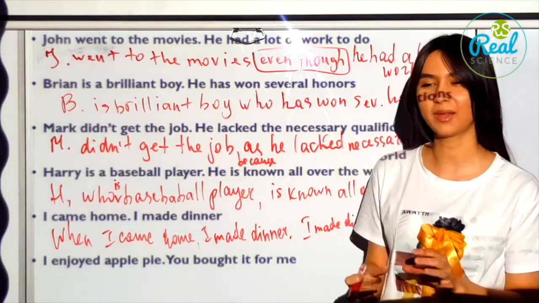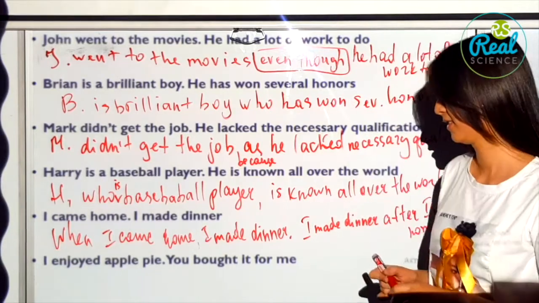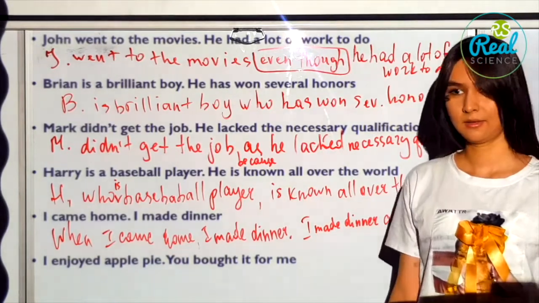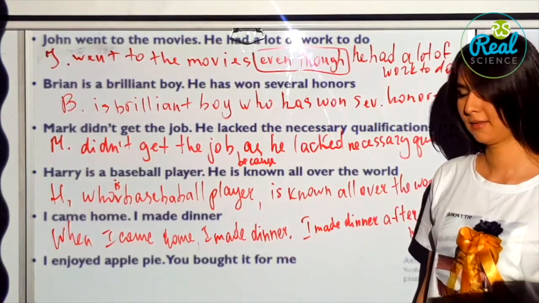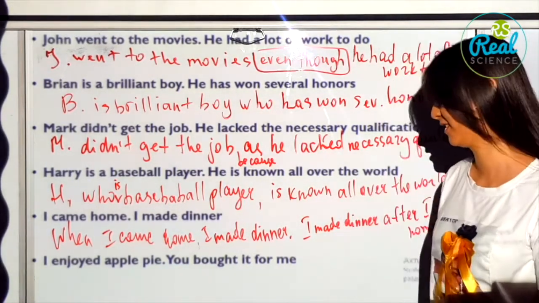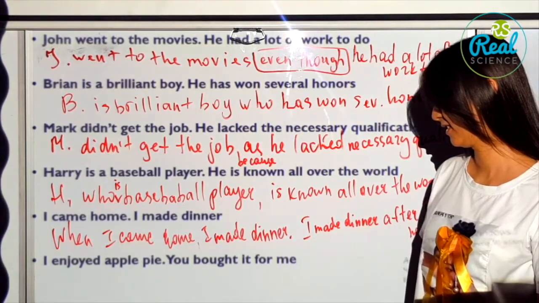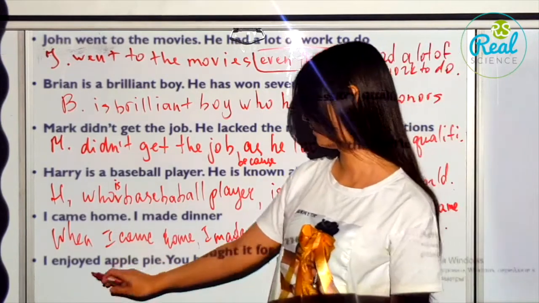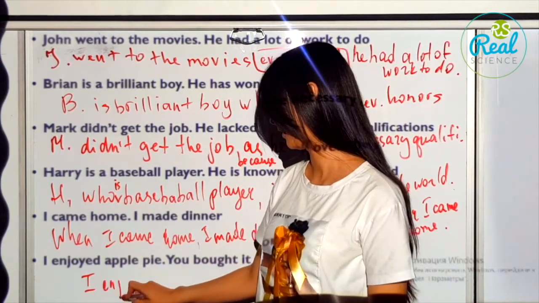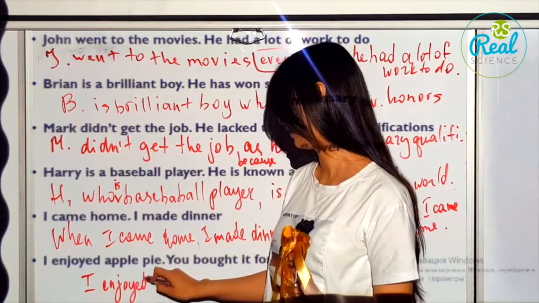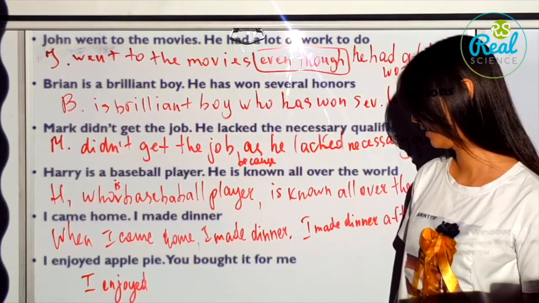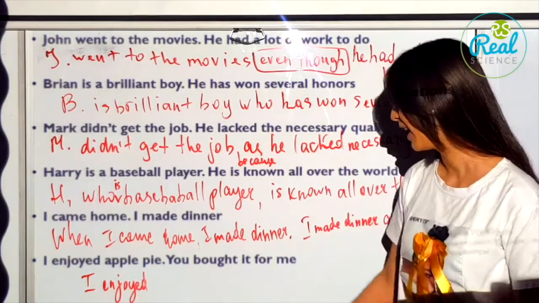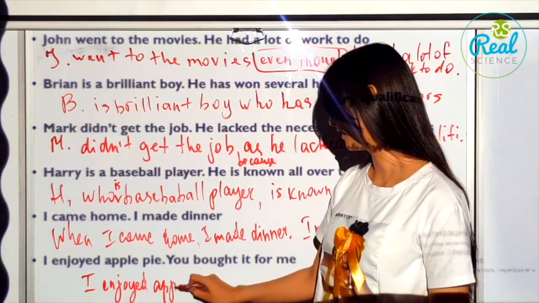So how do we make a complex sentence from this one? We can add that, or which. I enjoyed apple pie, which you bought for me. That, and which, we can both use. Actually, we can also say it with the passive voice: I enjoyed the pie, which was bought by you. Yeah, it's also possible. Good job.